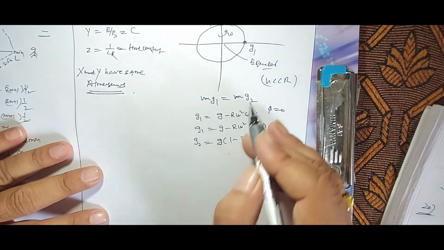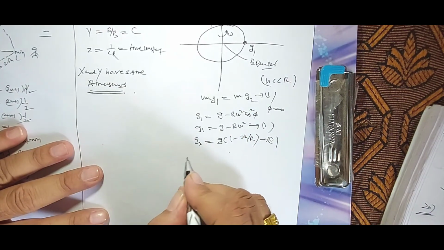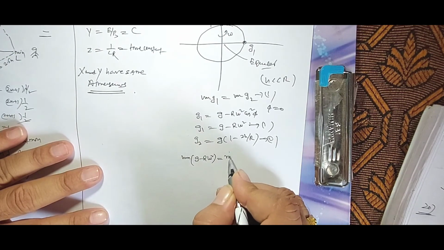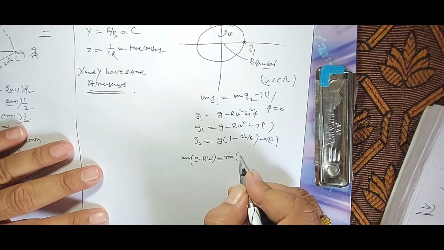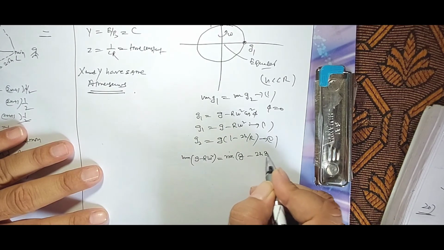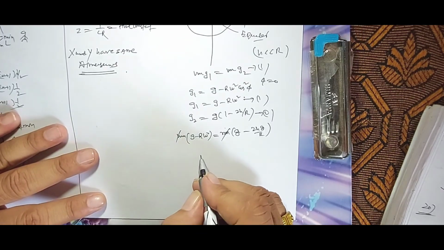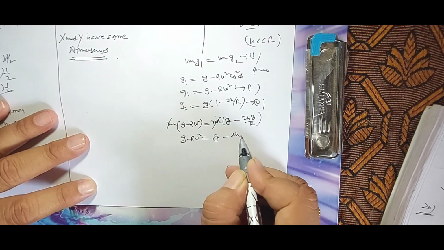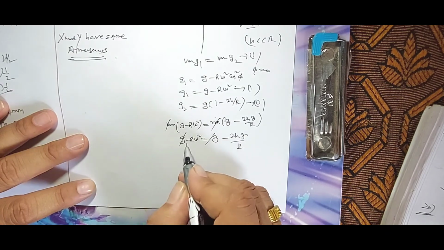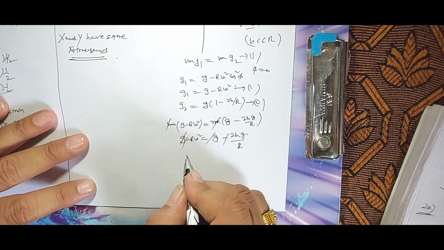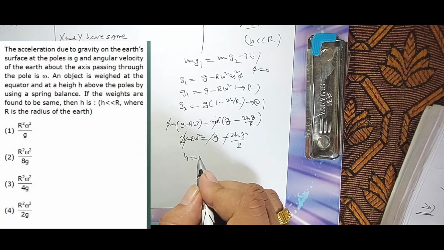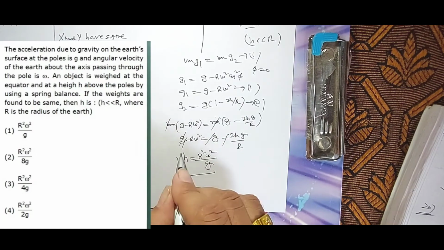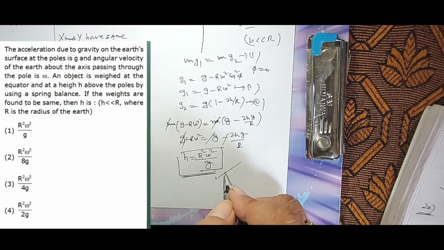Now substitute these values in the first equation. So m into g1, g minus r omega square, is equal to m into g2, g minus 2hg by r. Cancel m. So g minus r omega square is equal to g minus 2hg by r. g cancels, minus cancels. So here h is equal to r square omega square divided by g. So our option is option 1.